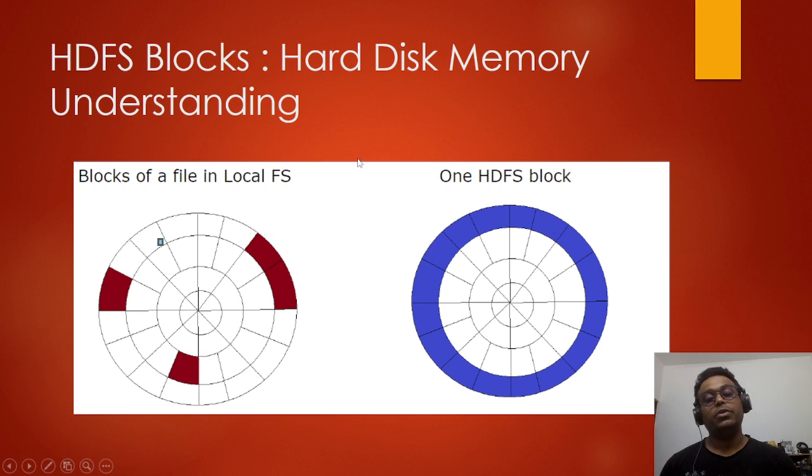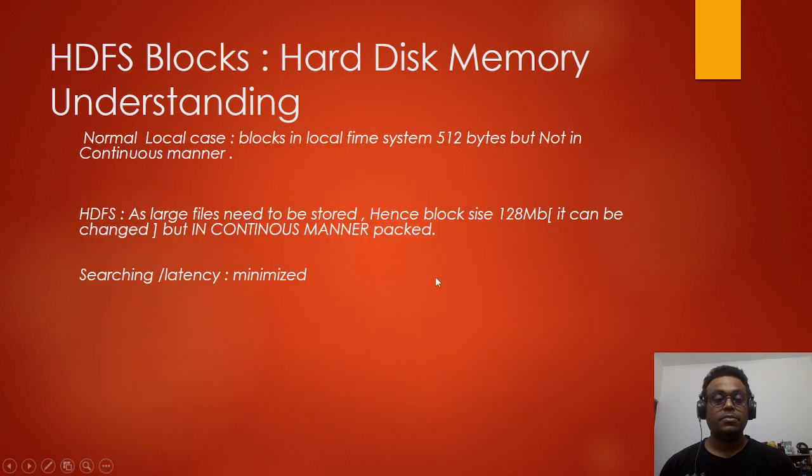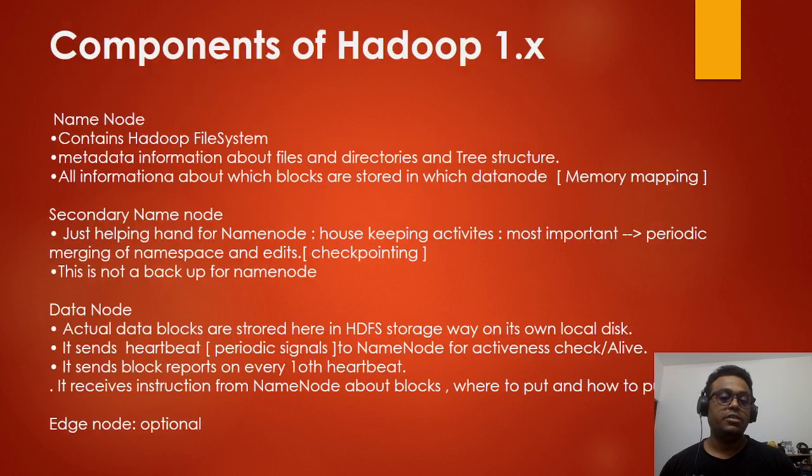From this figure we can figure out the advantage. If you're trying to retrieve the data, the head seek time is definitely less in HDFS storage, because here the data is in a continuous manner, whereas in the local system it will find the first block, then keep on searching all the areas, and then find another block. So definitely in terms of latency and speed it has the advantage. Same thing I have written here: minimal latency and searching is minimized.